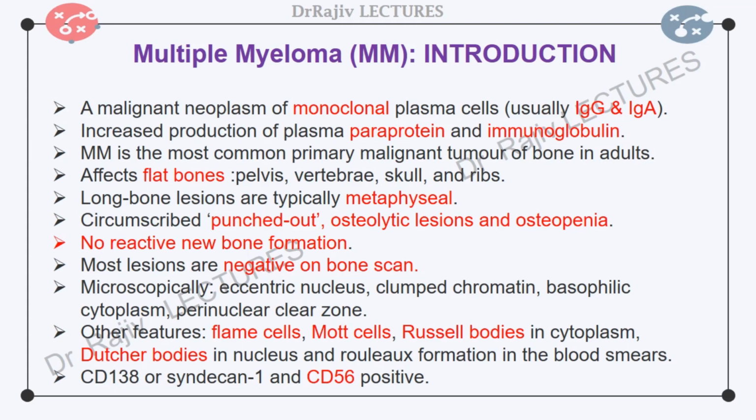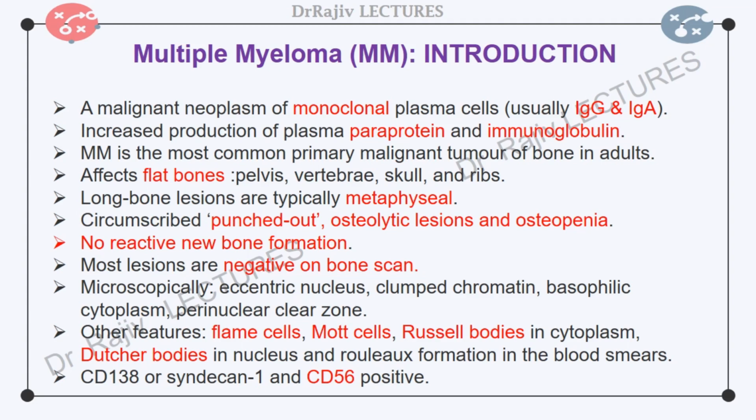The lesions are small and circumscribed. The bony tissue is replaced by tumor tissue. There is no reactive new bone formation. The lack of reactive bone formation is shown by the fact that most lesions are negative on bone scan.